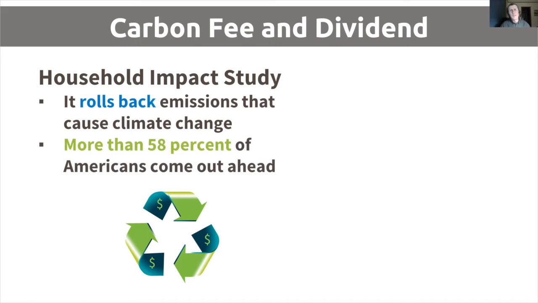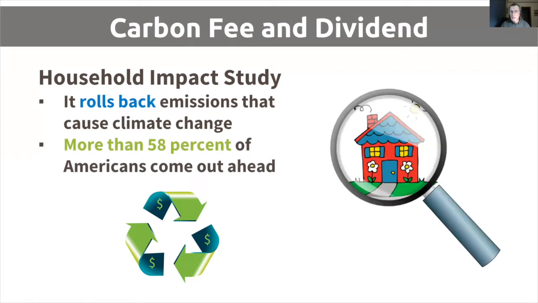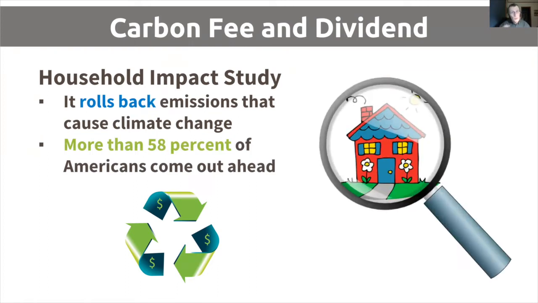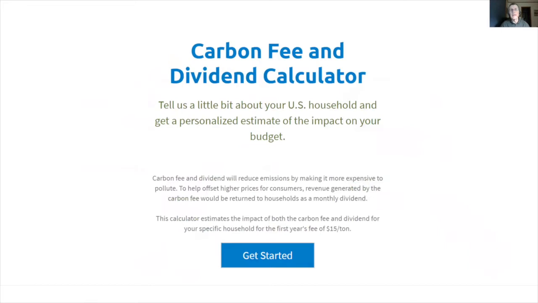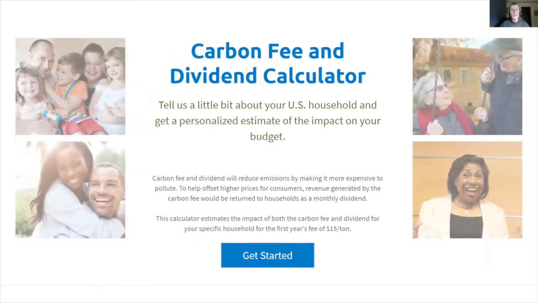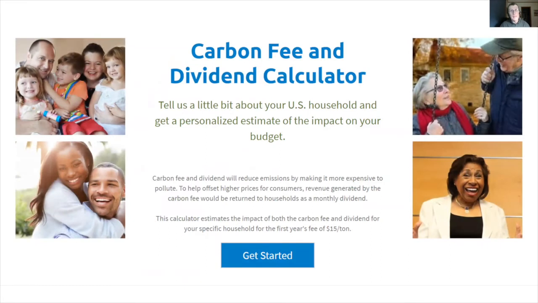But statistical studies are pretty abstract. There's a need to zoom in on a particular household, your household, or anyone else's, to see how they would fare under the policy. That's why we've created the Carbon Fee and Dividend Calculator. It's an easy-to-use online tool that estimates the financial outcome for any given household under the first-year carbon fee of $15 a metric ton. It's a way to take the power of a statistical model down to the personal level.